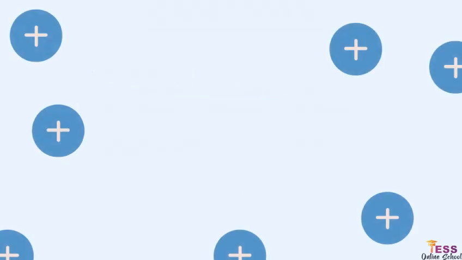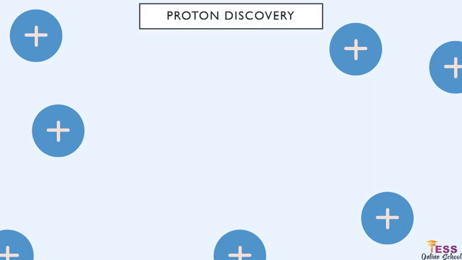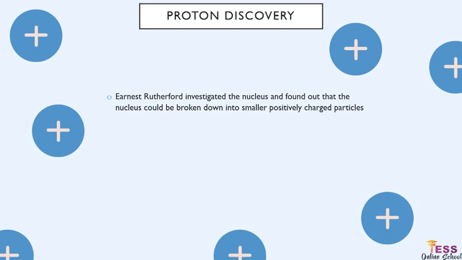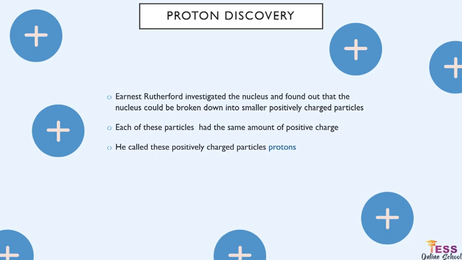We have discussed the electron, but now let's talk about the proton discovery. Ernest Rutherford investigated the nucleus and found out that the nucleus could be broken down into smaller positively charged particles. Each of these particles had the same amount of positive charge. He called these positively charged particles protons. He also found out that a proton has the same charge as a hydrogen nucleus, just like the alpha particles he previously investigated with.